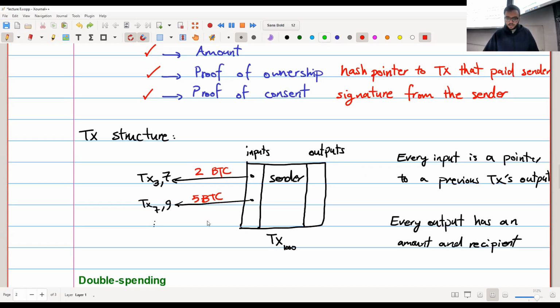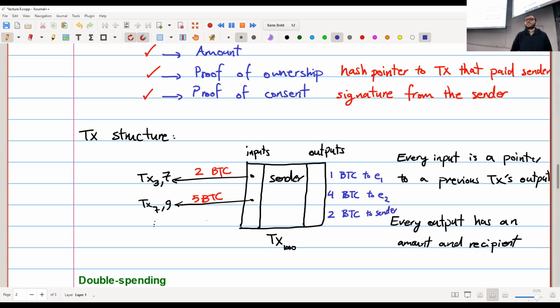Let me change my color again. So maybe I say send 1 Bitcoin to E1. And again, I'm using public keys as identity. So I'm saying send 1 Bitcoin to the person whose public key is E1, and maybe send 4 Bitcoins to E2. So now I've spent 5 Bitcoins out of the 7. And maybe I say actually send the other 2 Bitcoins back to myself. Right? I can do that too.